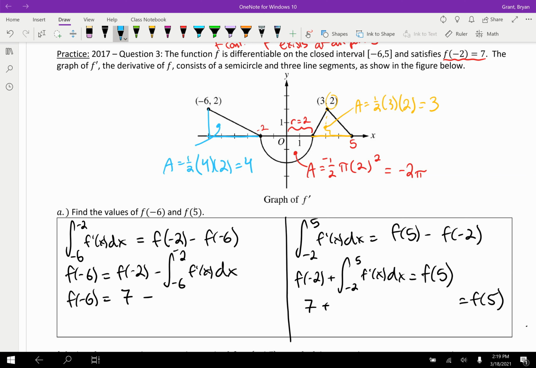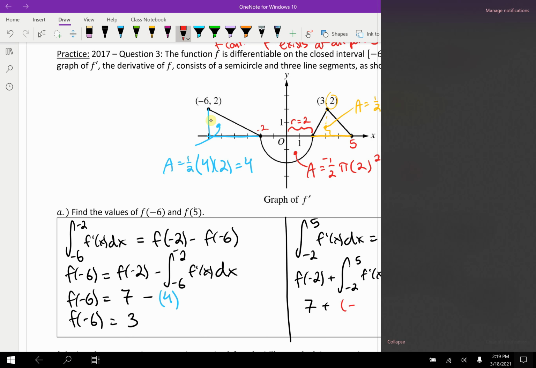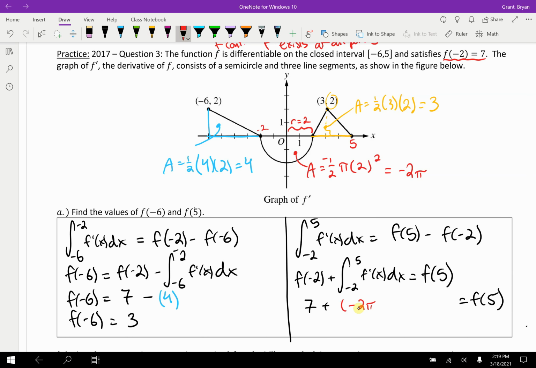Let's fill them in. From negative 6 to negative 2 is just an area of 4. And so doing a little mental math here, f of negative 6 is 3. Looking the other way, we have this negative 2 pi, right? There's a plus in between, and then we have a plus 3. And cleaning this up as well, f of 5 then, 7 and 3 is 10, minus 2 pi.